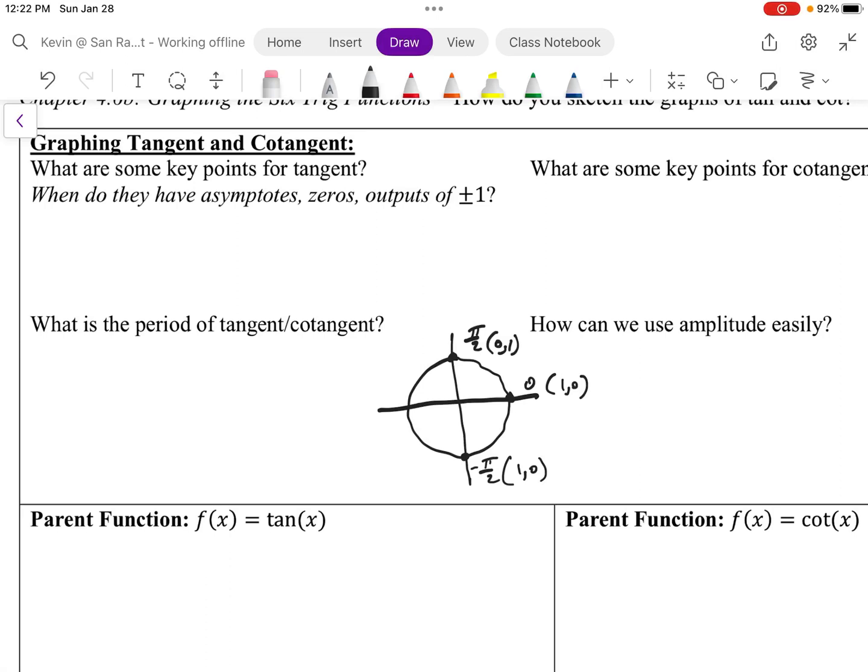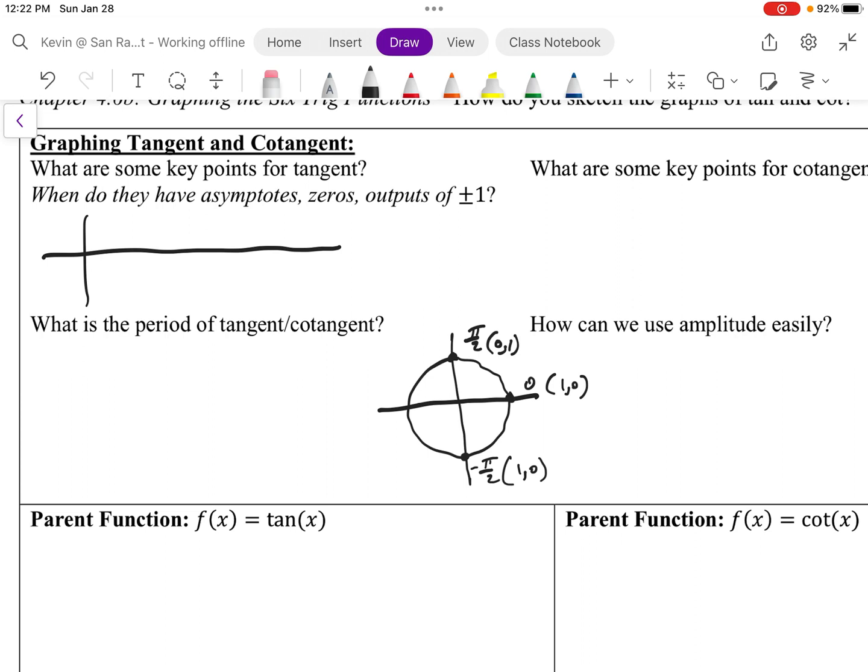Okay, we are on 4.6 part 2. This is graphing tangent, cotangent. So much like we did on sine and cosine, we're going to just make a table because it's asking us what are some of the key points for tangent, and where do they have asymptotes and zeros and outputs of 1 or negative 1. So we're going to make a table to find all that information.